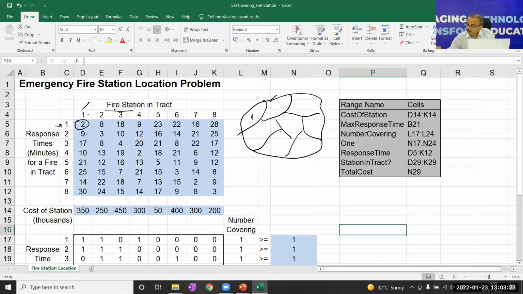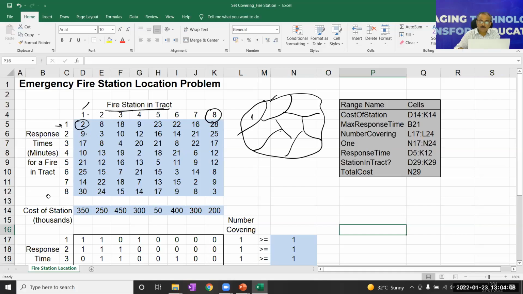Similarly, in this way, if the fire station is located in these 8 tracts that have been identified, and if the fire occurs in a particular tract, in how much time you can reach the particular fire location, this data is mentioned here in this table. For example, if the fire station is located in tract 8, and if fire occurs in tract 1, it will take 28 minutes to reach the fire. And the requirement is that the fire station has to be located in a tract such that if any fire occurs, it should be reached within 10 minutes.